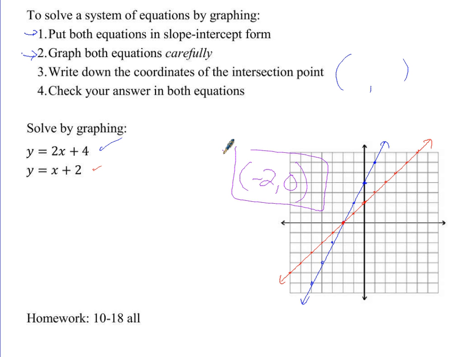And is that it? We should check it to make sure that you did it right. So I'm going to plug in -2 for x, and I'm going to plug in 0 for y. If I do that with my blue equation, I have 0 = 2(-2) + 4. So that's 0 = -4 + 4. Is that true? Yes. And the other equation, I get 0 = -2 + 2. Is that true? Yes. So because we got a true statement in both equations, this is the correct answer, and we're done.